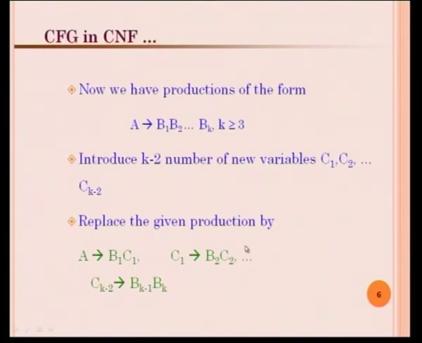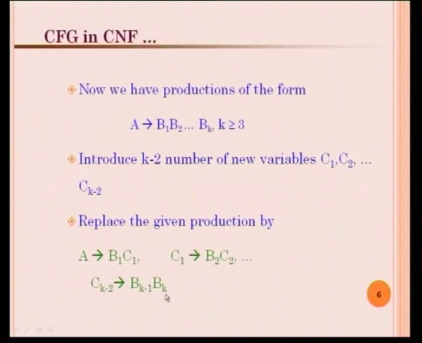But in general, first A derives B1 C1, then C1 derives B2 C2, then C2 derives B3 C3, and so on, and the last production to be included is Ck minus 2 deriving Bk minus 1 followed by Bk. So these are the last two variables available in the grammar.